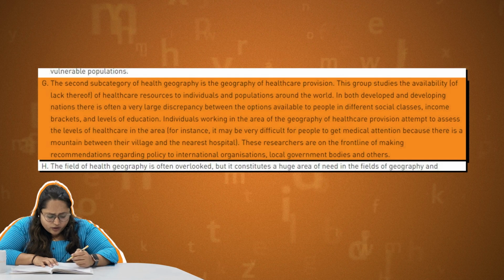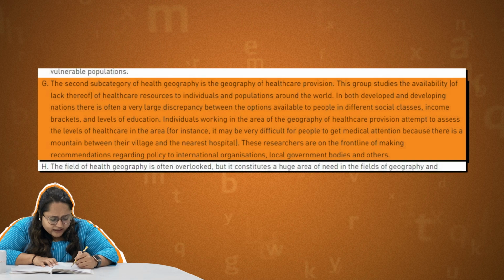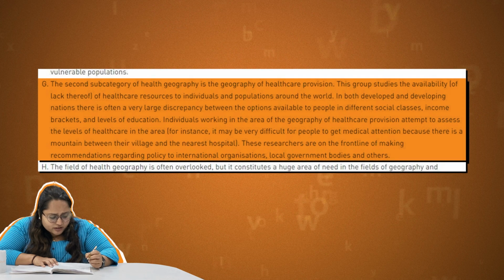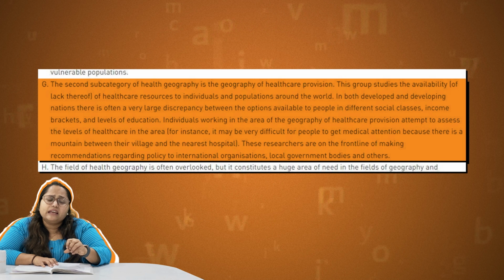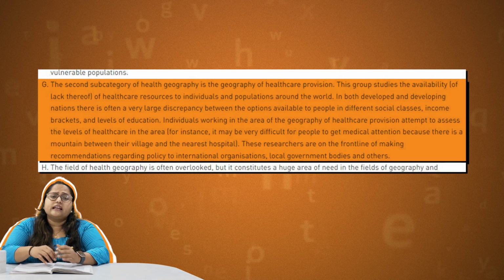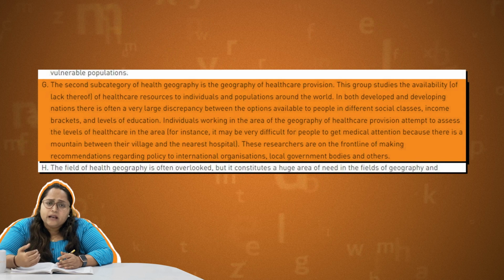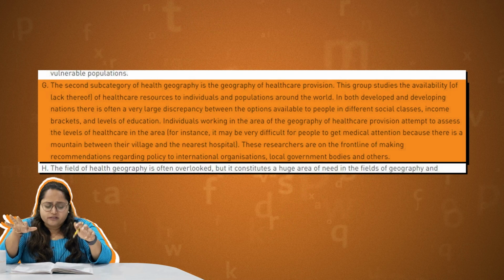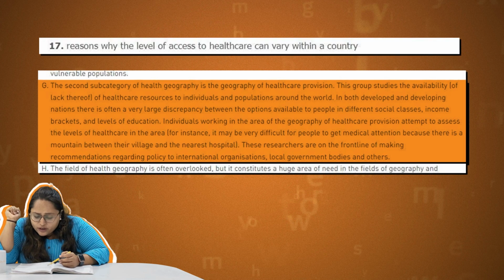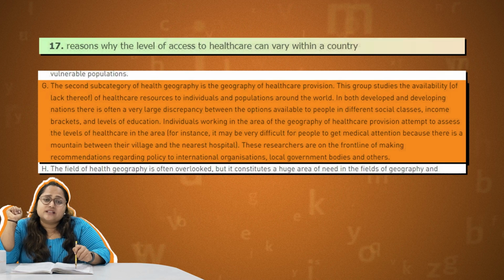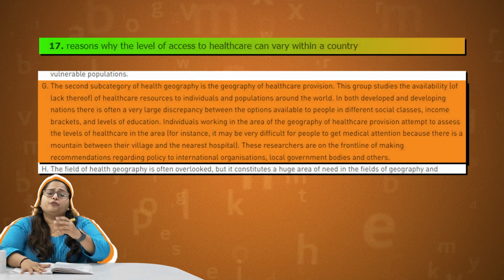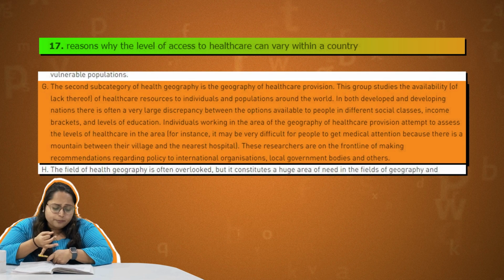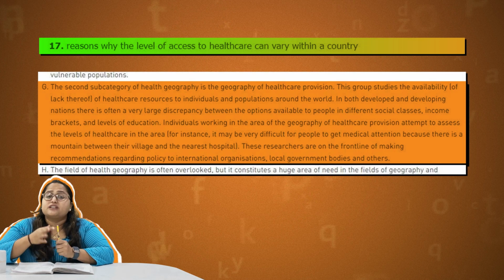These researchers are on the front line of making recommendations regarding policy to international organizations, local government bodies, and others. Means everybody does not get access to medical help because they live far, or you can say that they have an income bracket. There are many reasons. So let's see. Reasons why level of access to healthcare may vary. Yes. So this is the answer. That in the same country, a few people do get facilities, but a few do not get.